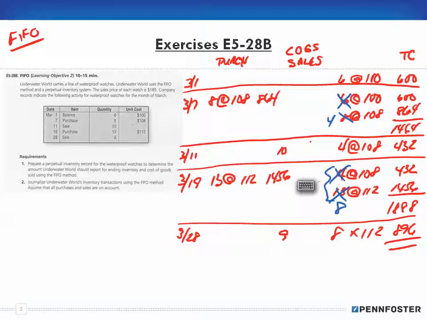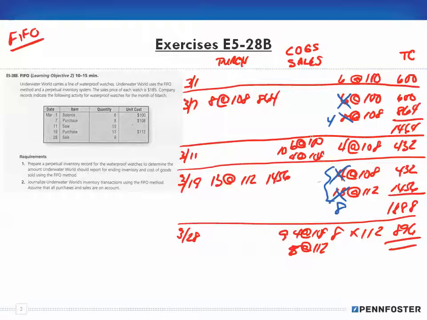Now, to figure out what we had for our cost of goods sold, we had 10 units sold here, so that's 6 at 100 and 4 at 108. And here for the 9 we have 4 at 108, and we have 5 at 112. And so when we take 6 times 100 is 600.